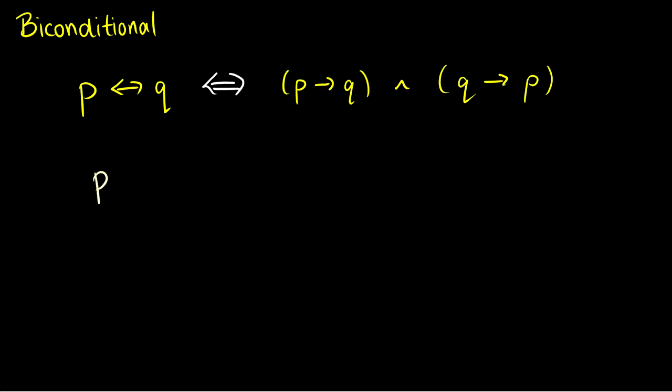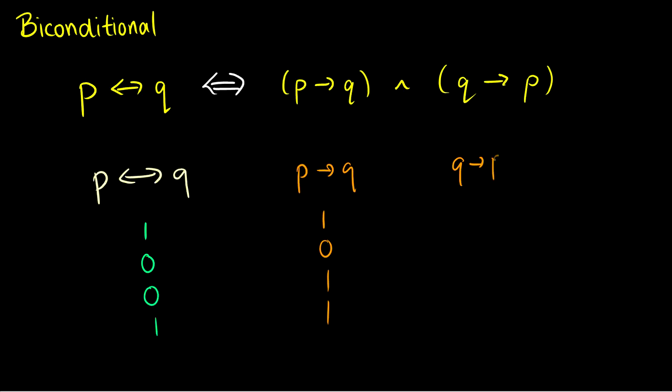In fact, we can see this in a truth table. P if and only if Q was 1, 0, 0, 1. So it's true if the values are the same. Now P arrow Q is false when P is true and Q is false. So P arrow Q would be 1, 0, 1, 1. Q arrow P would be 1, 1, 0, 1. Of course, I really should do the P and Q values here too, so you can see exactly what they are.